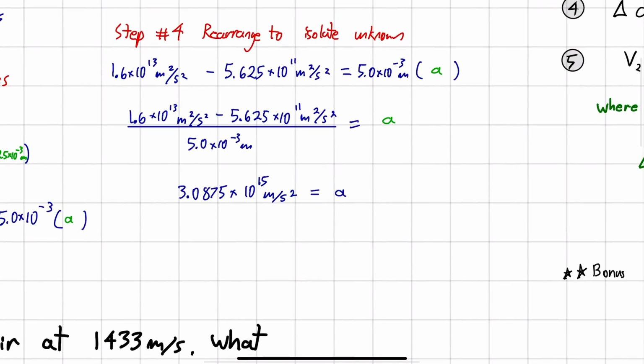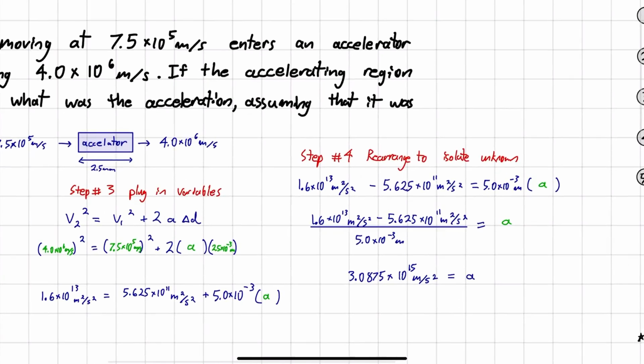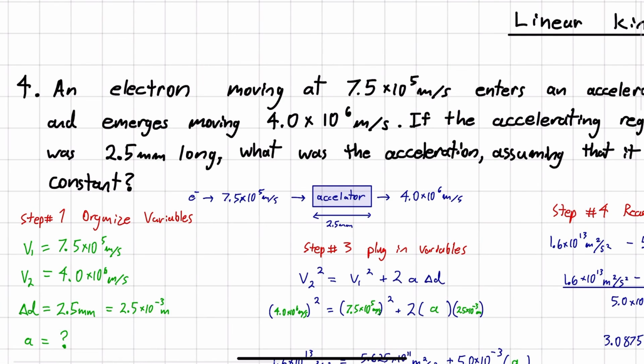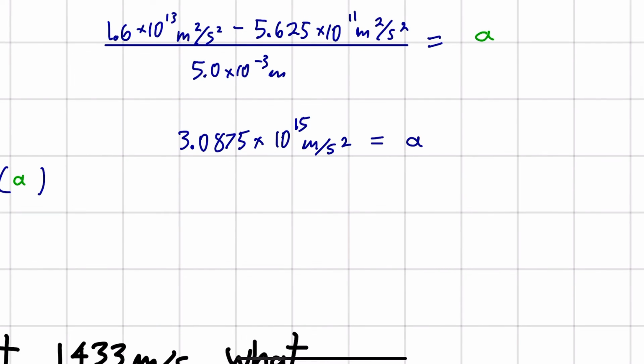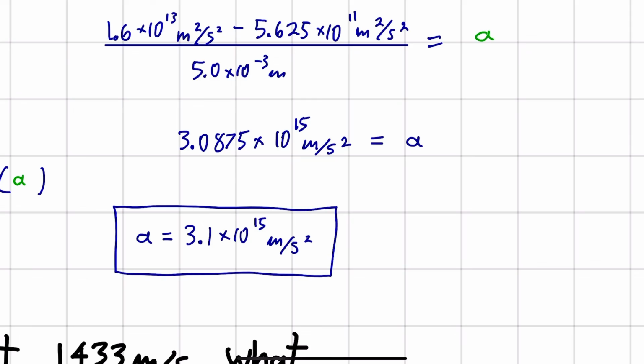And just before we finish off here, we want to look at significant digits. In our question, we're given 2, 2, and 2. So our final answer will also be in 2 significant digits. So 3.1 times 10 to the 15 meters per second squared. Write the a in front. So acceleration is equal to 3.1 times 10 to the 15 meters per second squared. And that is our final answer.